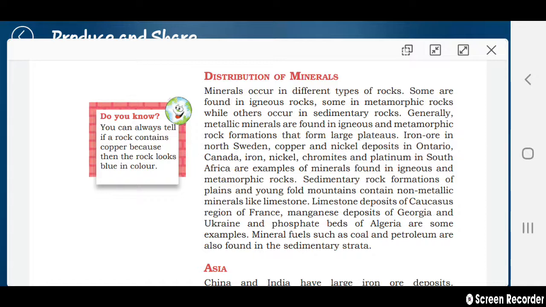Sedimentary rock formations of plains and young fold mountains contain non-metallic minerals like limestone. There are limestone deposits in the Caucasus, and limestone deposits in the Cognac region of France. Manganese deposits can be seen in Georgia and Ukraine, and phosphate beds in Algeria. These are some examples of mineral deposits in the earth's crust. Mineral fuels like coal and petroleum are found in sedimentary strata.